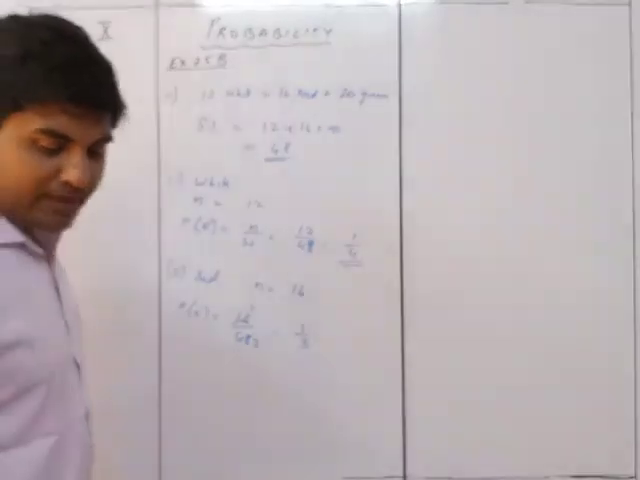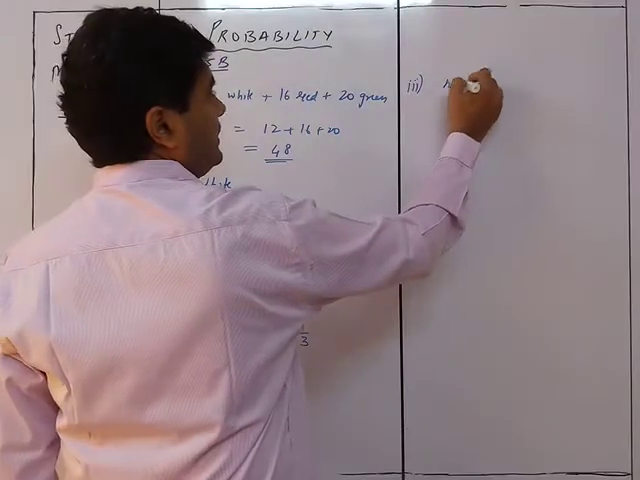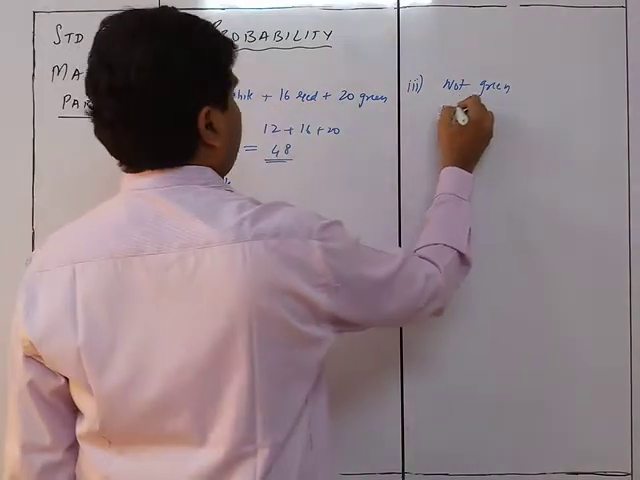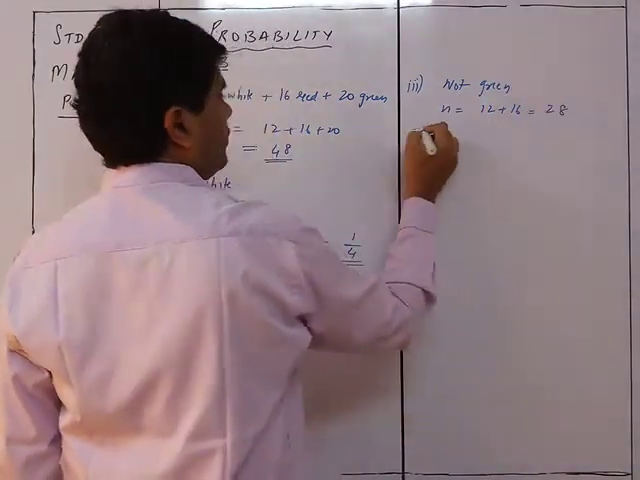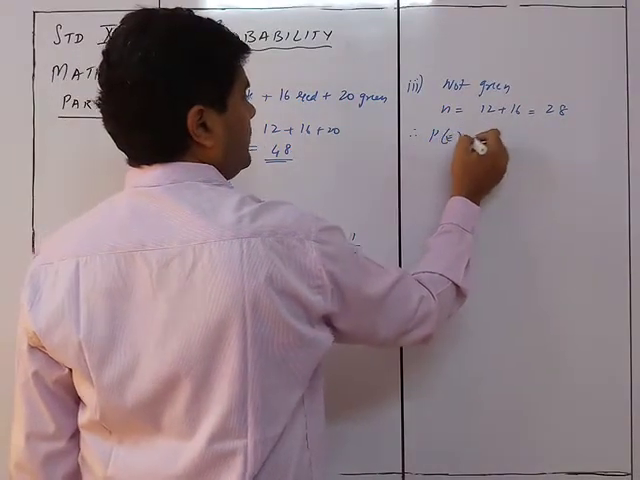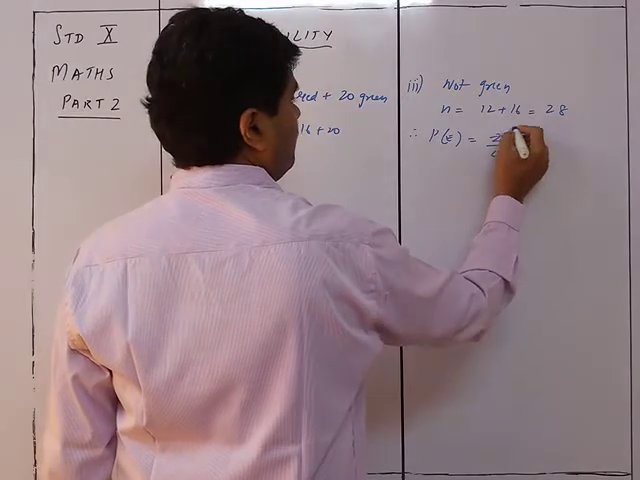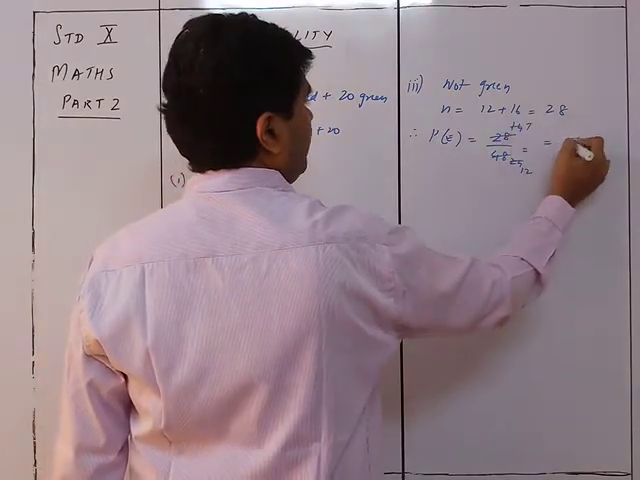The next is not green. Third one, not green. So obviously it will be the addition of these two. So n is equal to 12 plus 16 is equal to 28. Therefore PE will be equal to 28 upon 48, which is 7 upon 12.